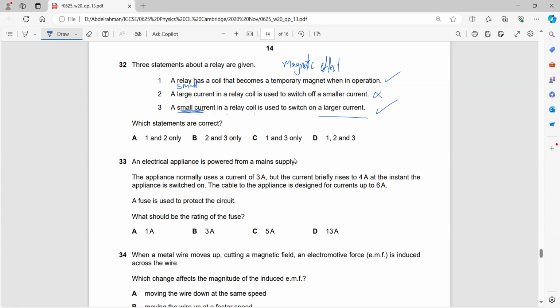It has a magnetic effect. Why? Because it has a small coil. This coil acts as a magnet when a current passes through it. Are you required to pass a large current through the relay? No. You're required to pass a very small current, and this small current could switch on another, much larger circuit. So it would be 1 and 3 only. It would be C.